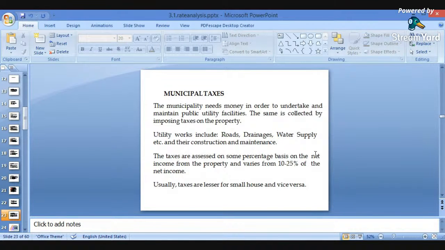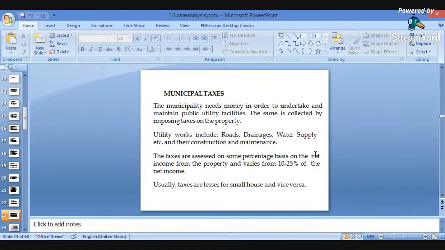For the construction of roads or drainage or water supplies and other things, these taxes will be used. The taxes are assessed on some percentage basis of the net income from the property and vary from 10 to 25% of the net income. So the assessed taxes will be dependent on the net income, that is, the total income which has been generated from the particular utility or particular amenity.